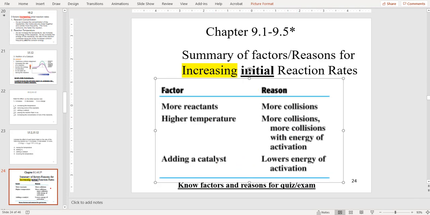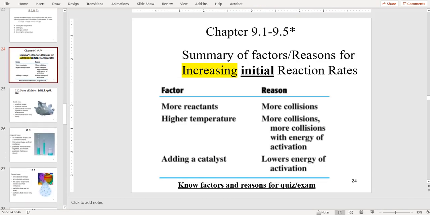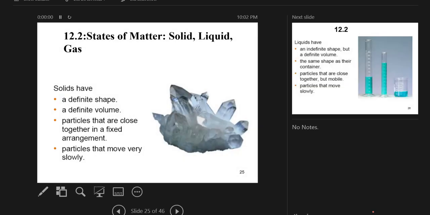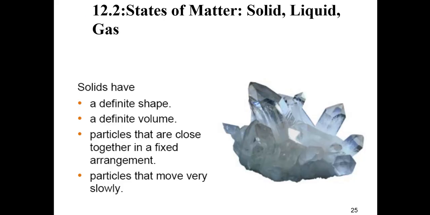So here are the factors, here are the reasons why. So make sure you have those concepts down. Now it's going to get a little bit easier. We're going to talk about the three main states of matter: solid, liquid, and gas. Pretty straightforward. Now there are other exotic phases that we are not going to get into. So there's something called plasma, for example. The sun exists in a plasma state, but we're not going to get into that. We'll just stick with the three.